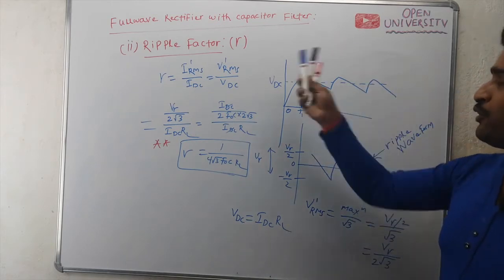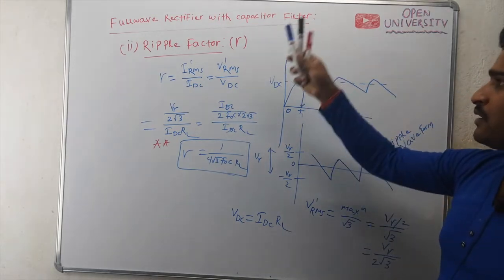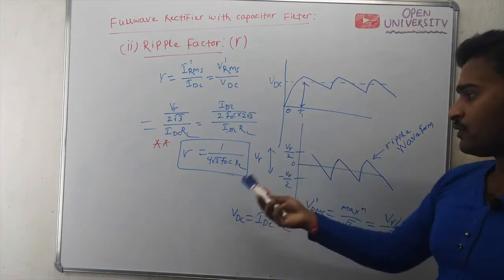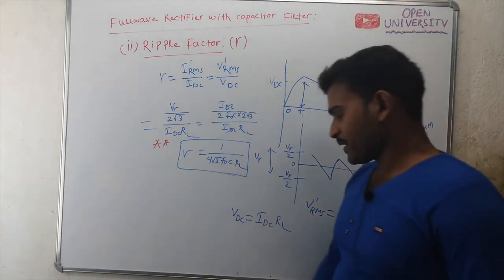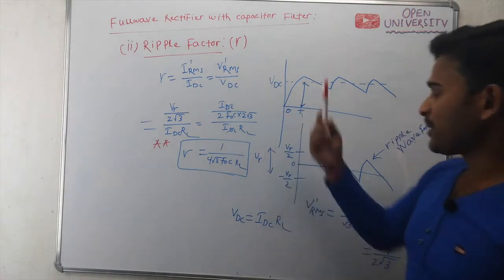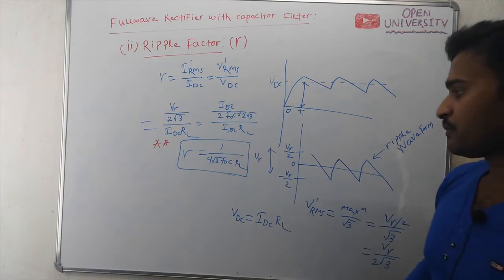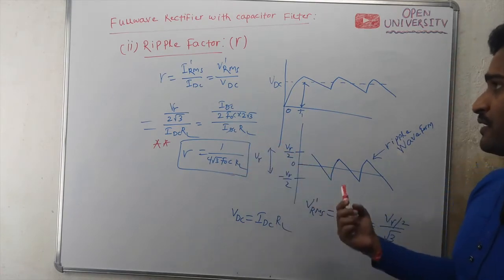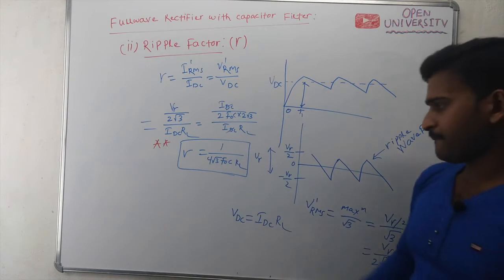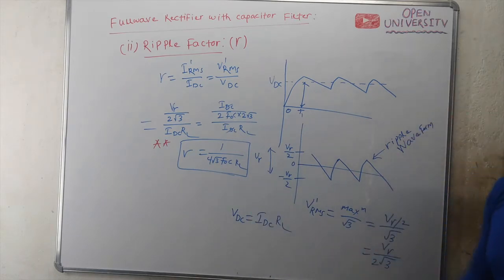Definitely, when you use a filter, the ripple factor with filter will be less compared to without filter. The ripple factor will be smaller with filter. So when you use a capacitor filter, the ripple factor value will be lesser than without using the filter. This value will be very small.